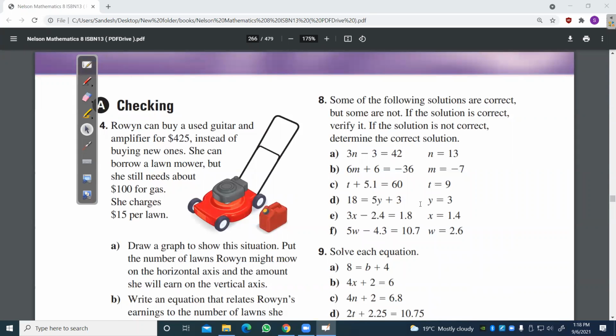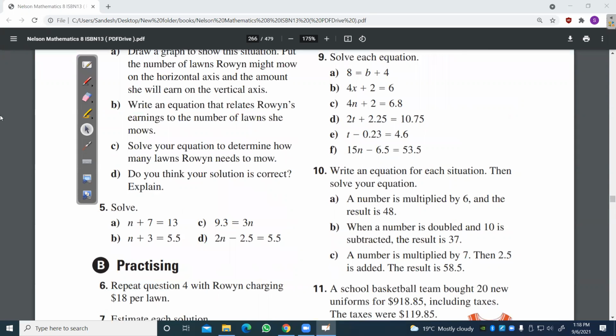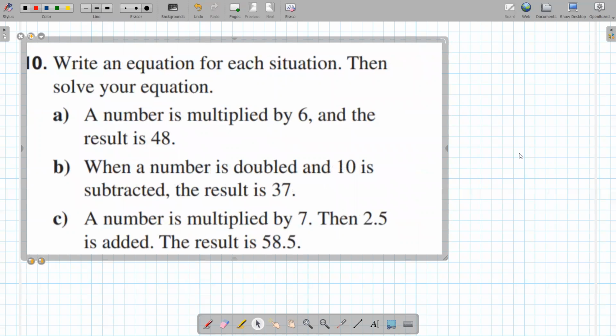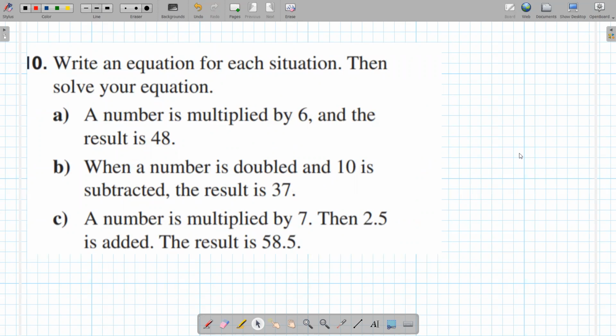These ones are pretty simple. Write an equation for each situation, then solve your equation. Again, remember, whatever's missing, whatever's the unknown, whatever we're looking for is x. So look at A: a number is being multiplied. Our unknown number is going to be x. It's multiplied by 6 and the result is 48.